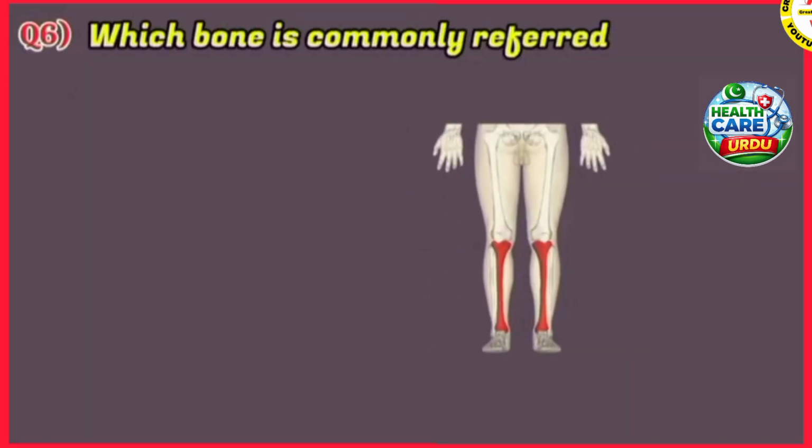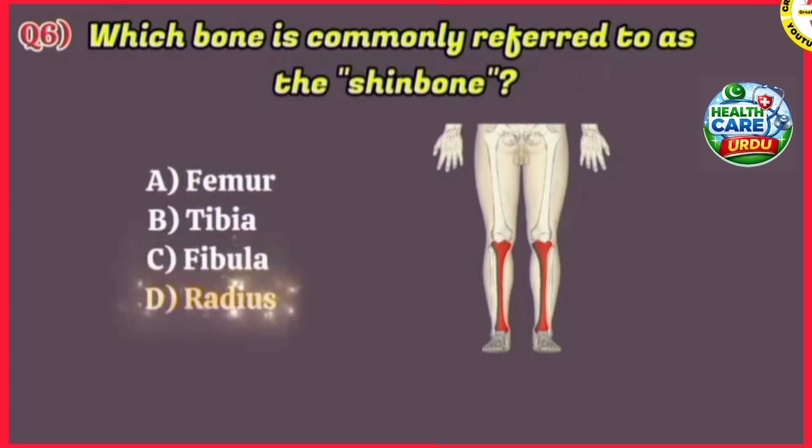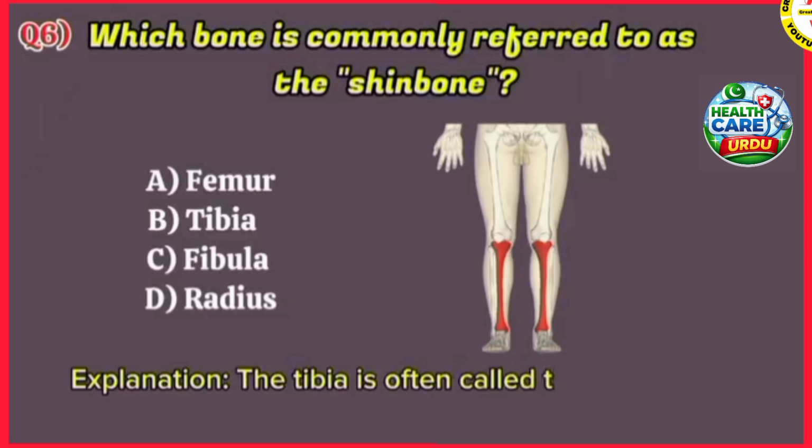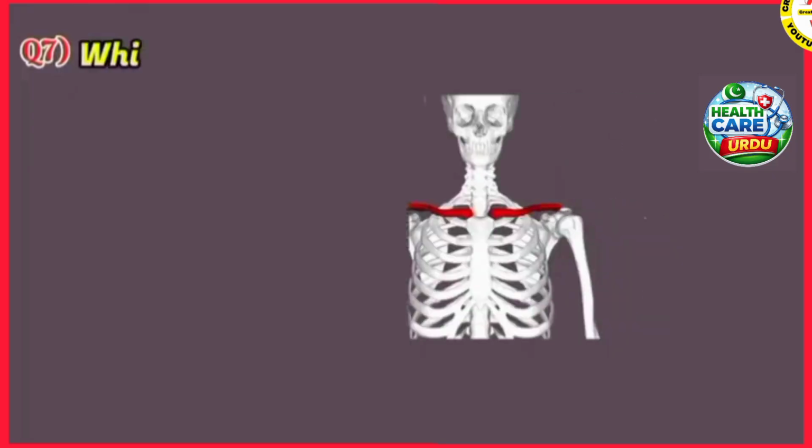Which bone is commonly referred to as the shin bone? Option A, B, C and D. The correct answer is option B, tibia. Explanation: the tibia is often called the shin bone and is the larger of the two lower leg bones.